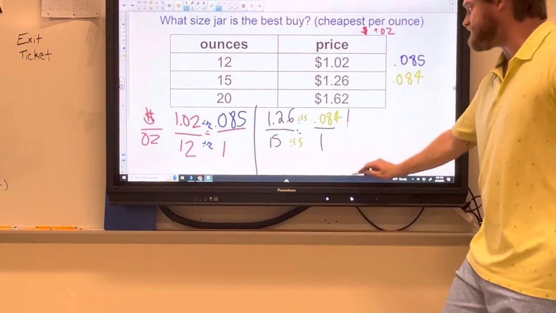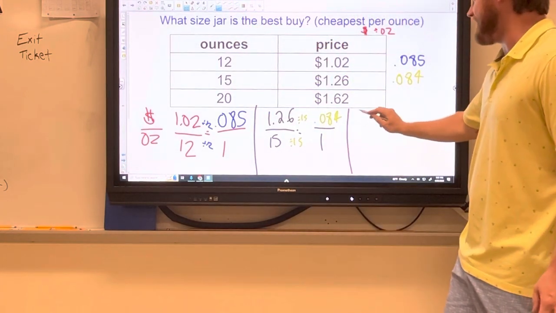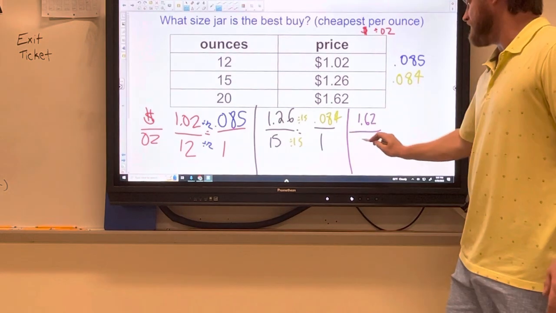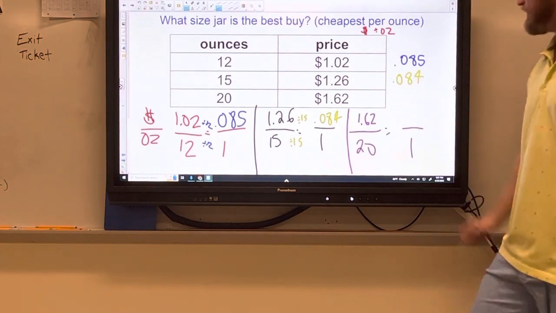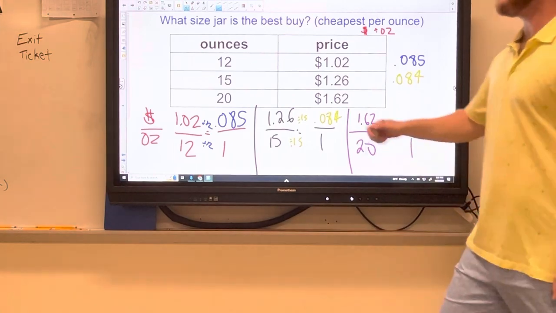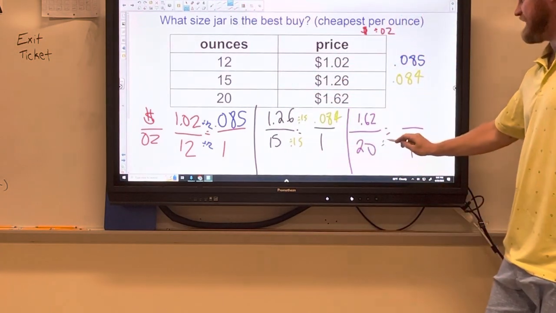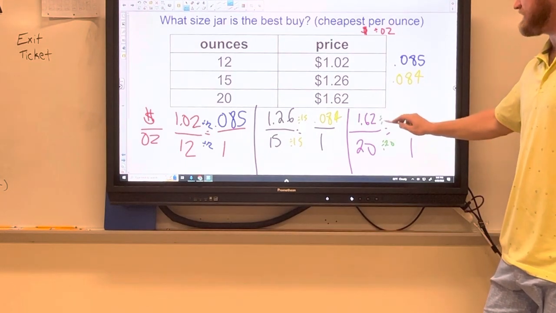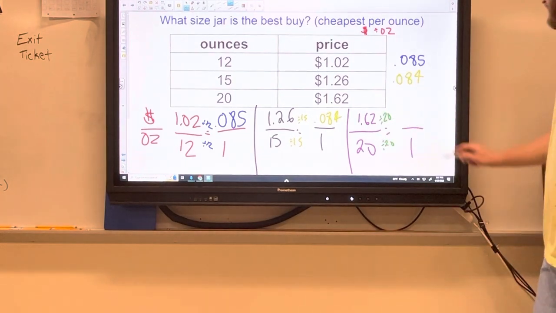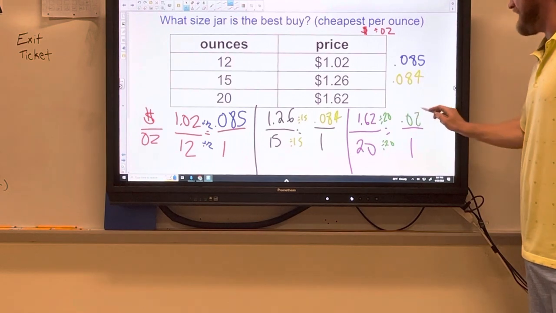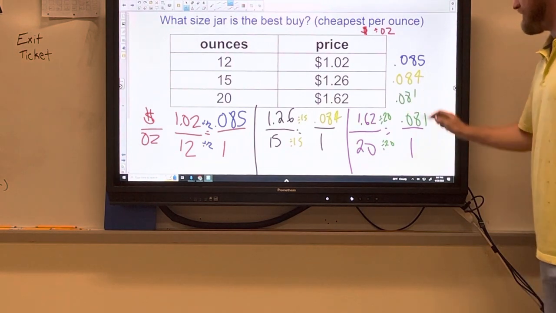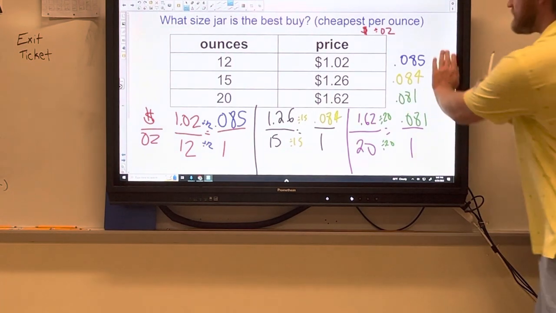Last but not least, money over ounces. I have $1.62 for 20 ounces. We got to get that down to 1, to go from 20 to 1. Obviously divide it by itself. So 20 divided by 20 is 1. What I do to the top, do to the bottom. So 1.62 divided by 20 gives us 0.081. So obviously, look, they all start with 0.08.